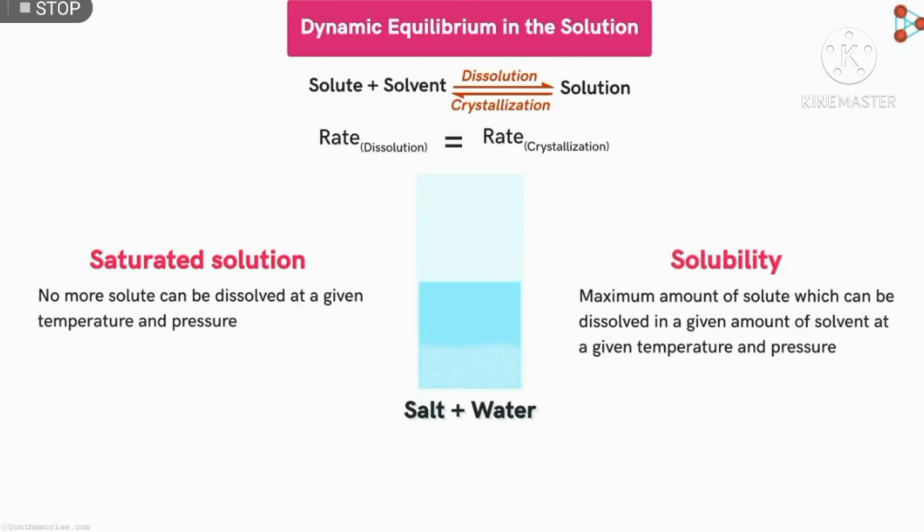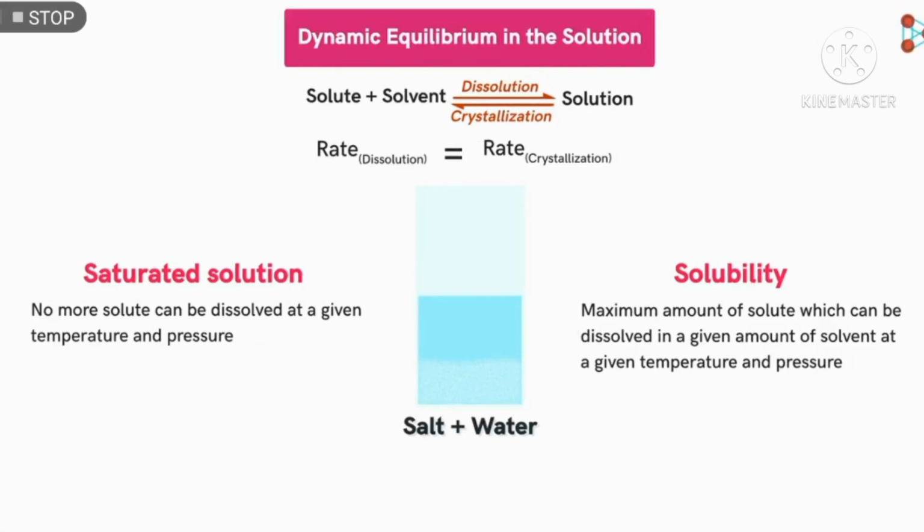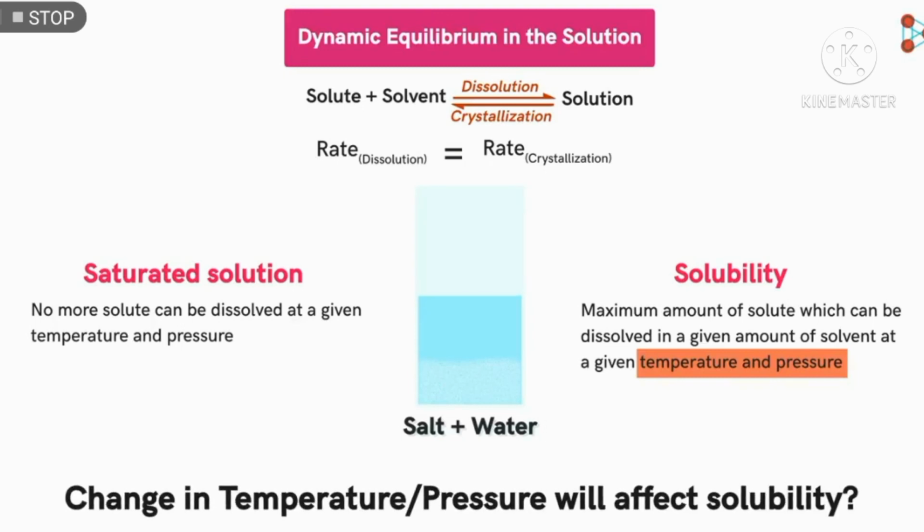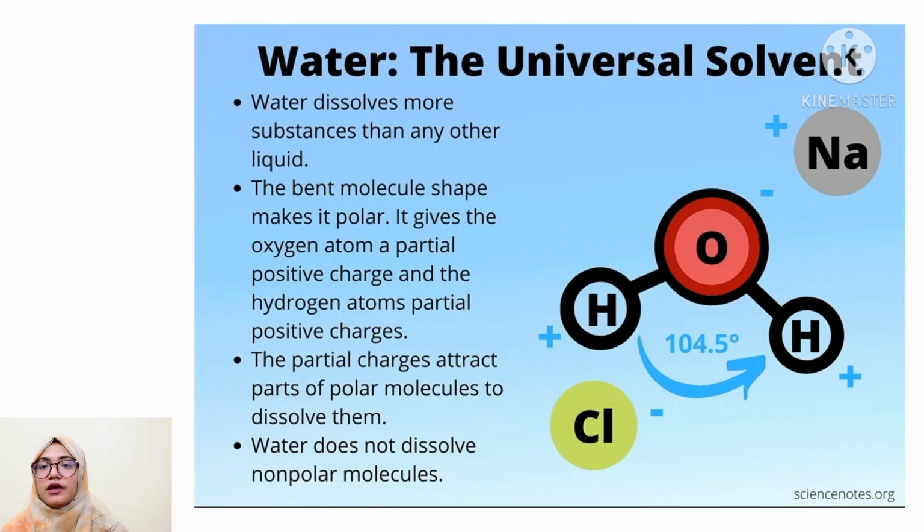So we see that in a solution, two processes, namely dissolution and crystallization, occur simultaneously. As their rates become equal to each other, no more solute is dissolved in the solution and the solution is called saturated. Now notice that here we mentioned that solubility depends on the temperature and the pressure. So does it mean that if we change the temperature or the pressure of a solvent, we will be able to dissolve more solute?